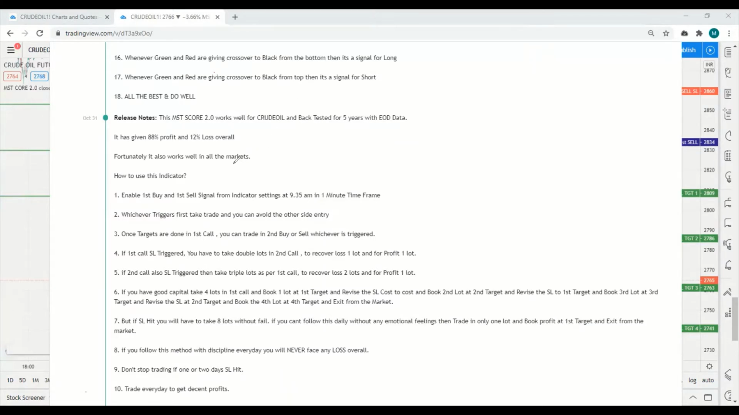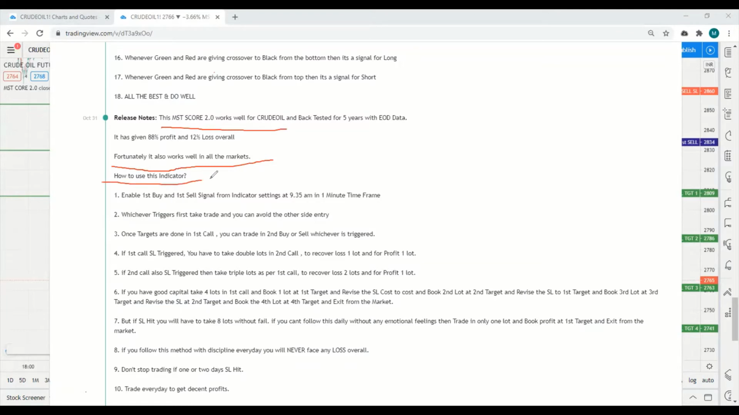Okay, next one. And fortunately, it is also working for all the markets. The beauty is we developed this indicator only for crude oil and the commodity market, but it is working for all markets. That is the advantage.